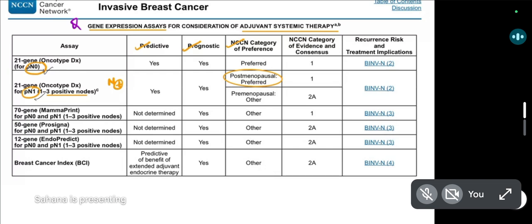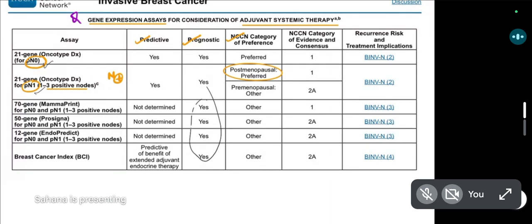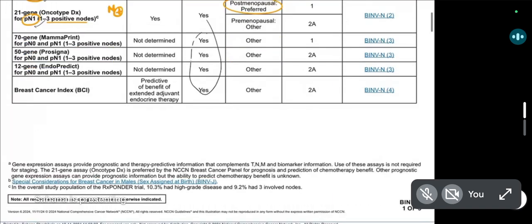So apart from Oncotype DX, all the others have only prognostic value. Predictive, one other thing is BCI. Oncotype DX 21 gene and BCI have predictive abilities, rest everything has only prognostic. 50 gene is Prosigna, 12 gene is EndoPredict. Here it is for node positive disease.